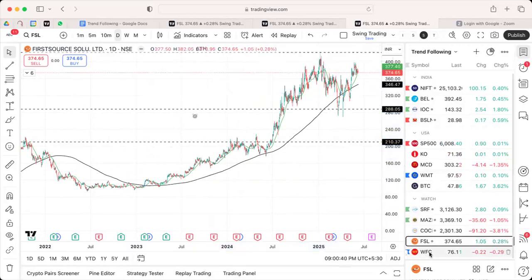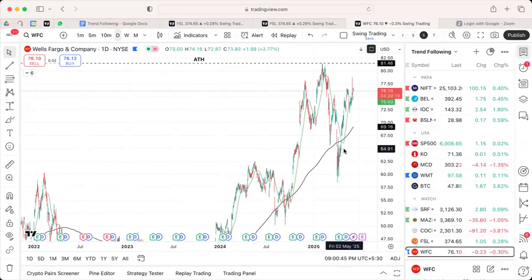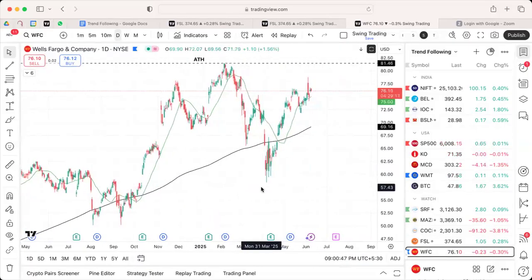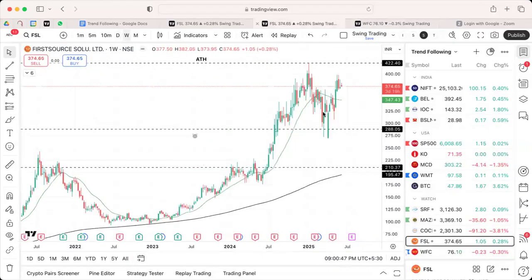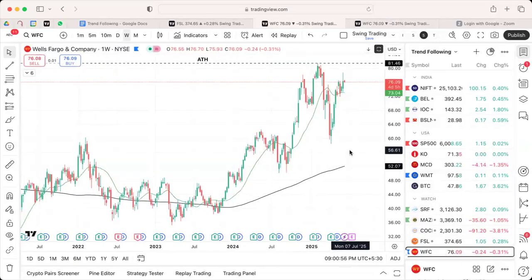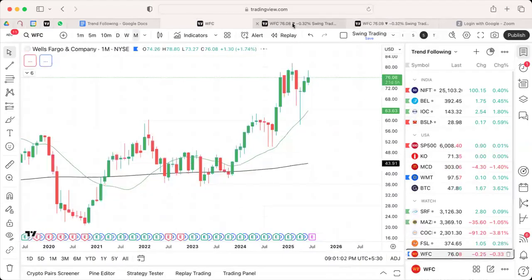Now, last example that I'm going to look at is Wells Fargo. Again, this is not a recommendation to buy any of these companies. Okay. Please do not buy these companies, but please do take a look at the strategy that I'm sharing so you can learn the strategy and apply it to companies that you would be interested in trading.